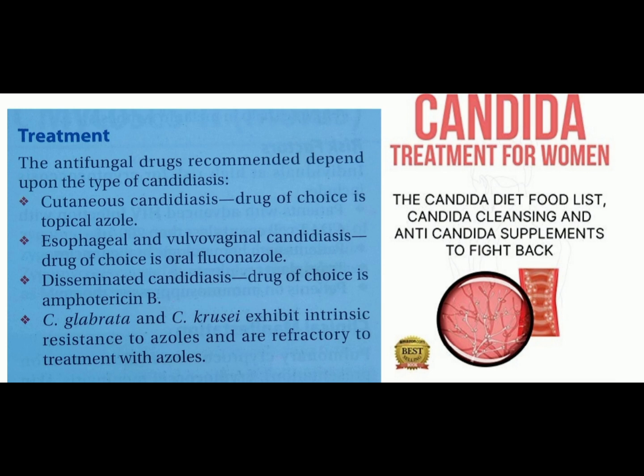Treatment. The antifungal drugs recommended depend upon the type of candidiasis. For cutaneous candidiasis, the drug of choice is topical azole. For esophageal or vulvovaginal candidiasis, the drug of choice is oral fluconazole. For disseminated candidiasis, the drug of choice is amphotericin B. Candida glabrata and C. krusei exhibit intrinsic resistance to azoles and are refractory to treatment with azoles.